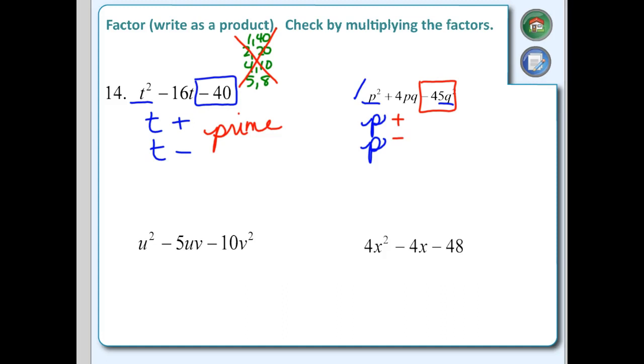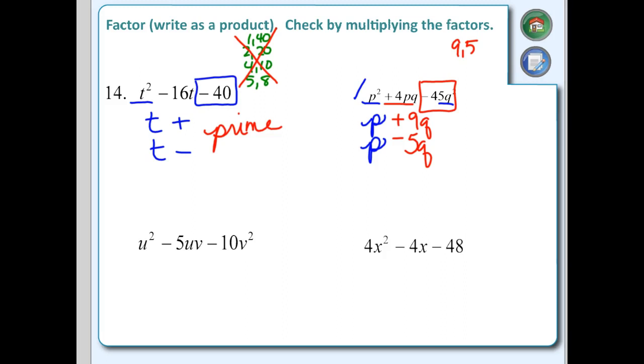Can you already tell what it's going to be? 9 and 5. Now look, it's positive 4 in the middle, so that means this needs to be positive 9 and negative 5. And because it was q squared, we got to put the q's on the end.